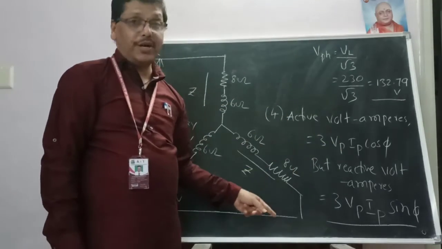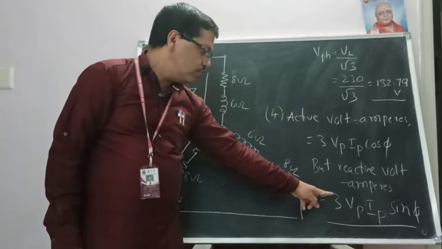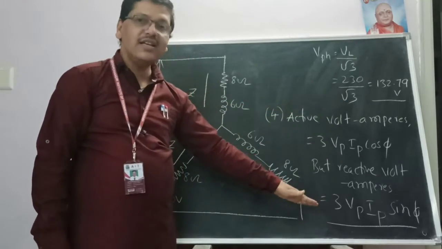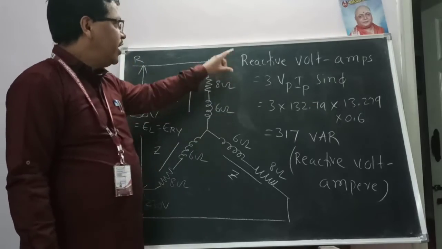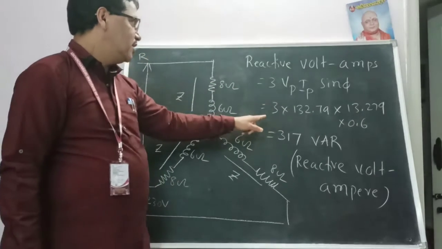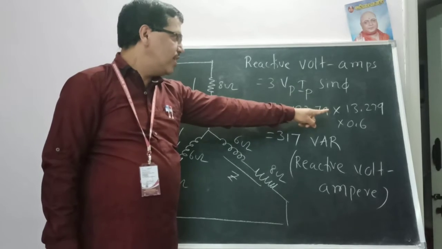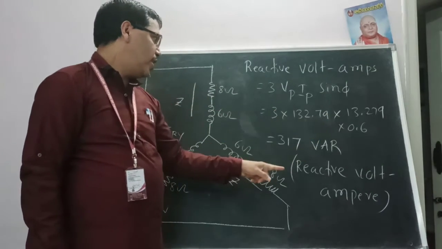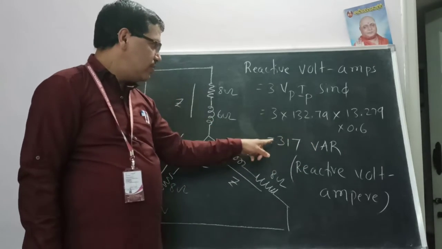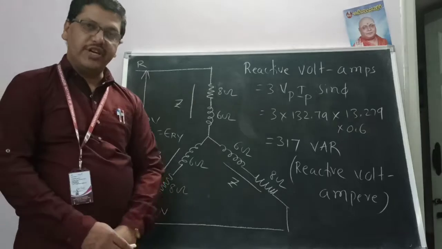But the reactive part, as per the problem, the reactive volt amperes is equal to 3 into V phase I phase sin phi. Here it is cos phi, here it is sin phi. So reactive volt amperes is 3 into V phase I phase sin phi. That's why the 3 stays as it is. V phase 132.79, I phase 13.279, sin phi is 0.6. The answer we need to write in terms of var: 317 var. The long form of var is reactive volt amperes.